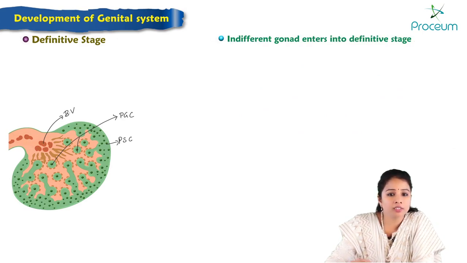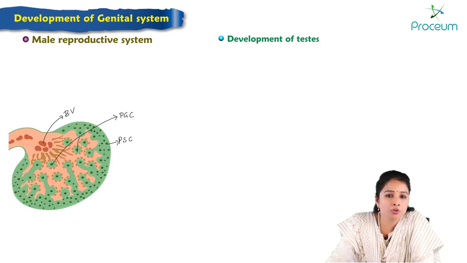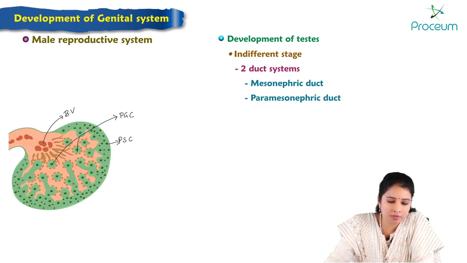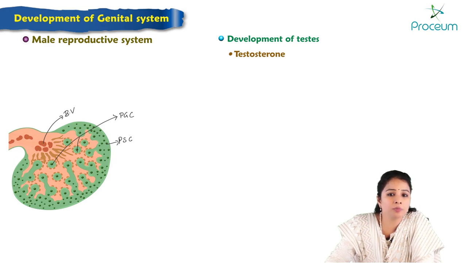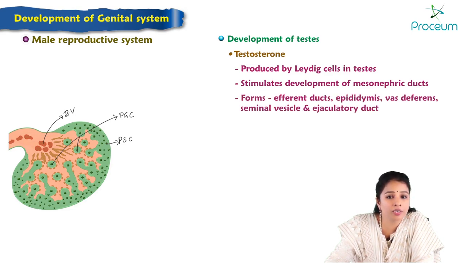So the indifferent gonads enter into the definitive stage, on the development of testis in males and ovaries in females, where the embryos will be designated as females. Starting with the development of testis, during the indifferent stage there are two duct systems, the mesonephric duct and paramesonephric duct. The testosterone produced by the Leydig cells in the testis stimulates the development of mesonephric ducts to form the efferent ducts, epididymis, vas deferens, seminal vesicles and ejaculatory ducts.